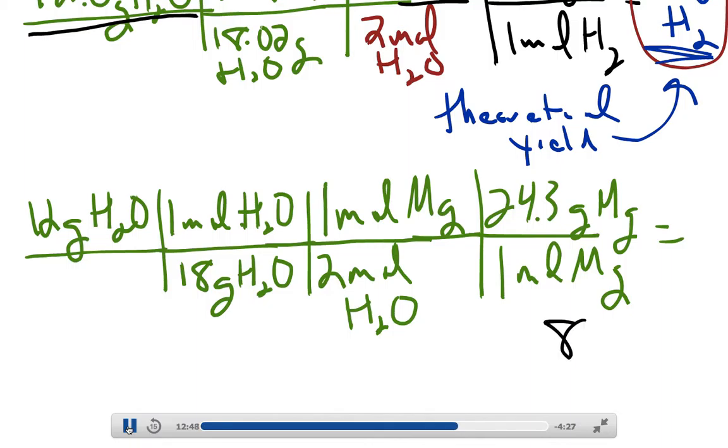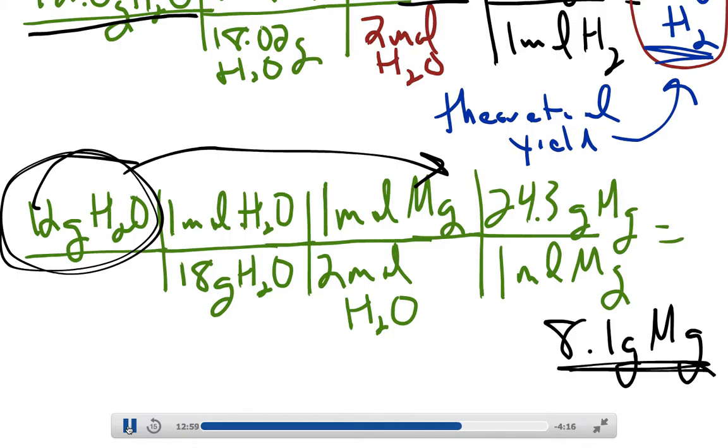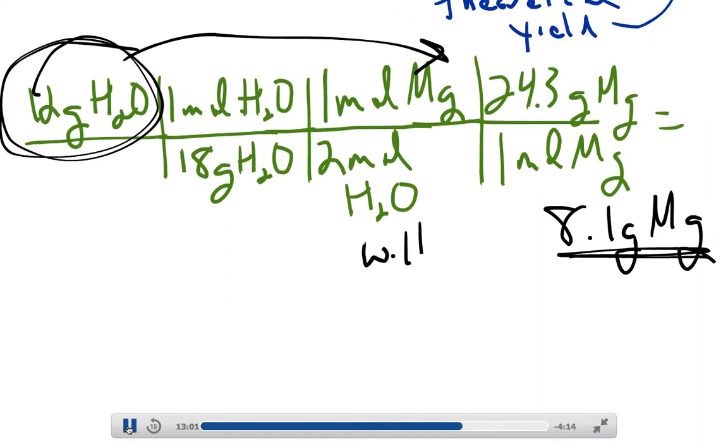Solve. I get an answer of 8.1 grams of magnesium. Now remember what this is, because this was my limiting reactant, and I solved it for magnesium. This is the amount of magnesium that will react.